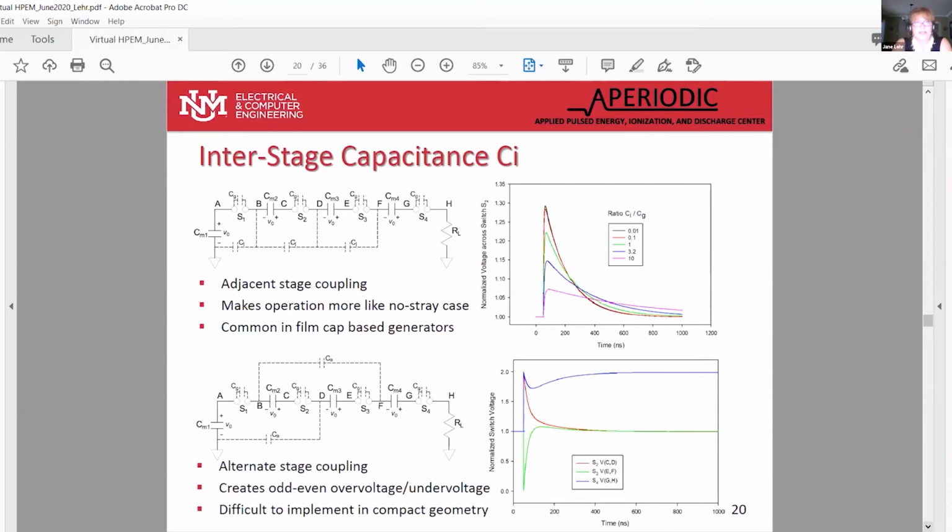The next is the interstage capacitance. This can be very variable within Marx banks. It can be very small, relatively negligible, or it can dominate. Here we find that we can reduce this easily by adjacent stage coupling, that is, coupling to every other stage. The problem is that it's really hard to do in compact geometries.